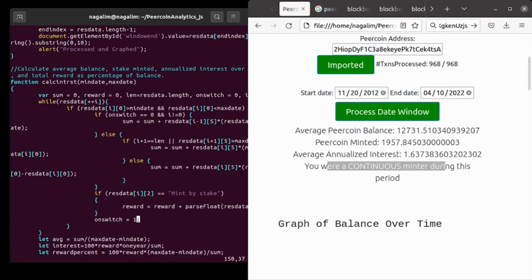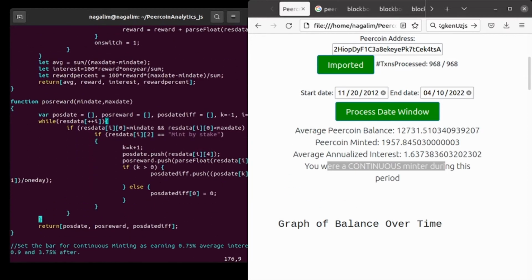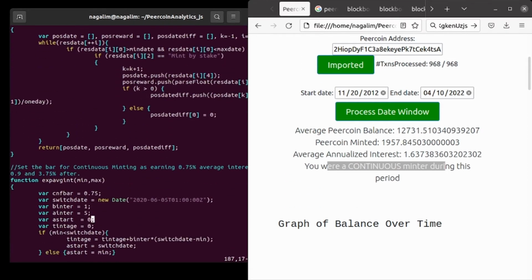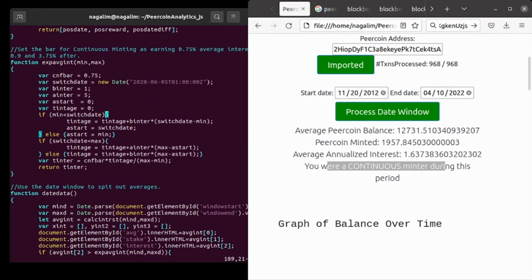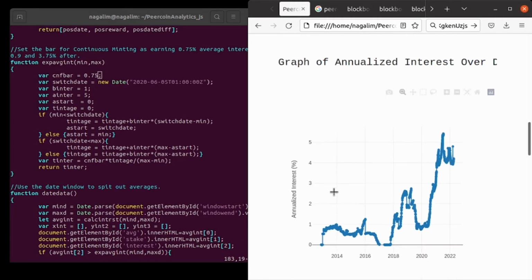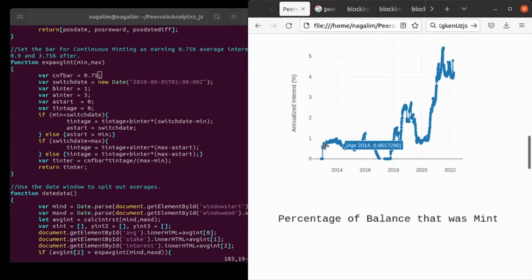Calculate interest, right? So this is calculating the numbers, the POS reward. Here we go. Continuous minting, setting the bar for continuous minting. So what we do is we say, if you're before the switch date, version 0.9, 2020-06-05, then your bar for continuous minting is 75%. So back here they were continuous minting, but then over here they kind of stopped continuous minting.